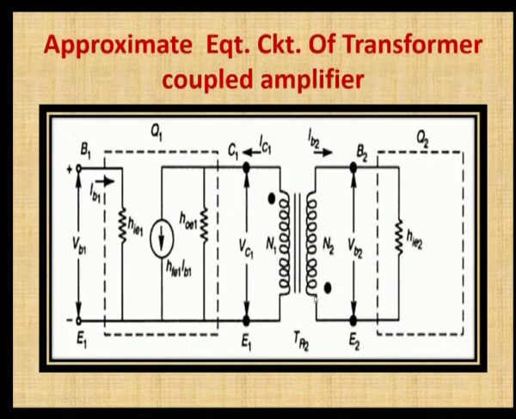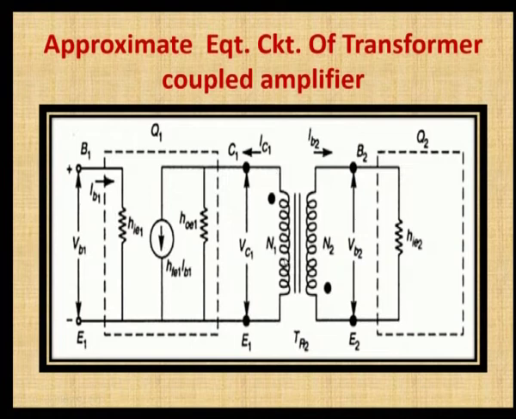This is the AC equivalent of that particular transformer coupled amplifier circuit, and the transistor Q1 is replaced by the hybrid parameters: the input impedance, the output admittance HOE, and the forward transfer current gain HFE into IB. Here also, the input impedance of the Q2 transistor is taken into account, and only the input part of Q2 is taken. These two transistors are connected through the transformer, where the primary winding number of turns is N1 and the secondary winding number of turns is N2.